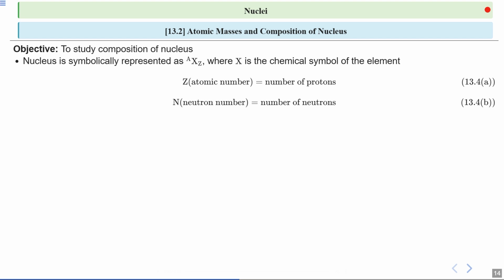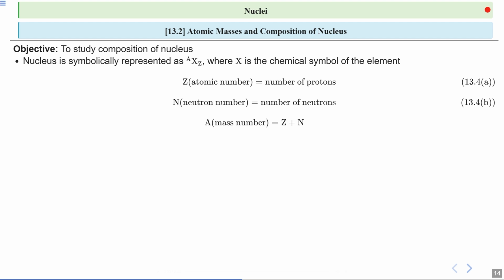Next we introduce N, which stands for neutron number. N is simply the number of neutrons in the nucleus. Neutrons are neutral particles, and together with protons they make up the mass of the nucleus. Both protons and neutrons are counted as individual particles, so N is also a whole number.